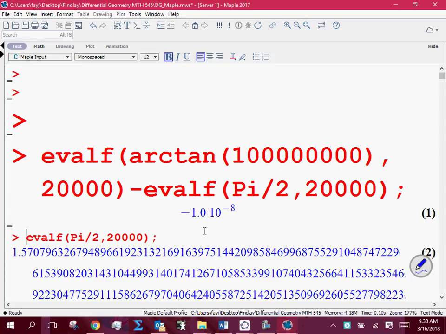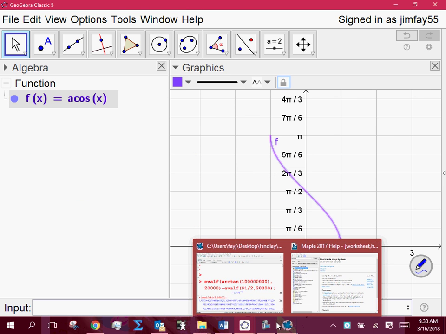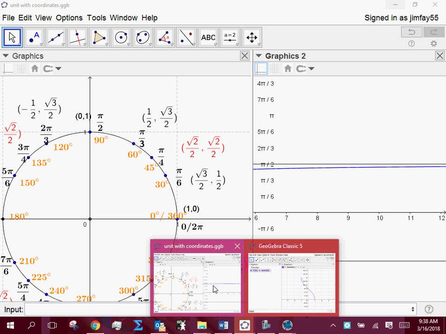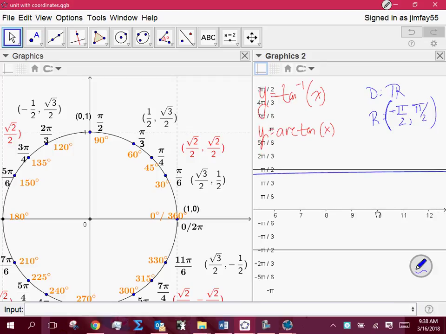Okay. So I'm just trying to prove to you, in a different light, that when we write the range here, we never get to pi over 2. We never get to negative pi over 2.